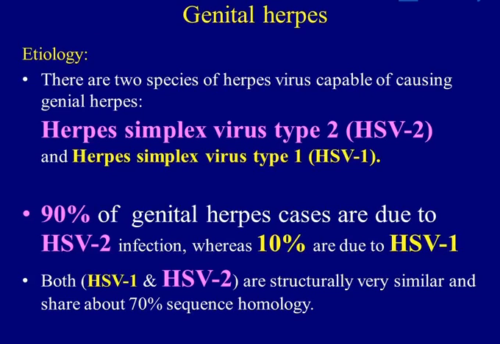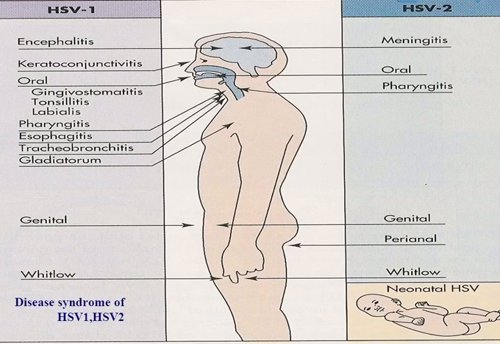Genital herpes. Etiology: there are 2 species of herpes virus capable of causing genital herpes: herpes simplex virus type 2, HSV2, and herpes simplex virus type 1, HSV1. 90% of genital herpes cases are due to HSV2 infection, whereas 10% are due to HSV1. Both HSV1 and HSV2 are structurally very similar and share about 70% sequence homology.